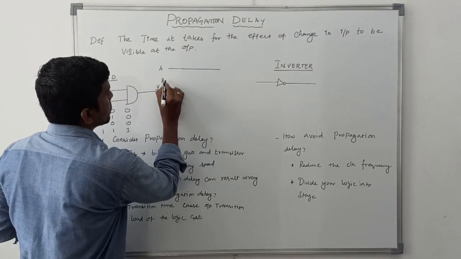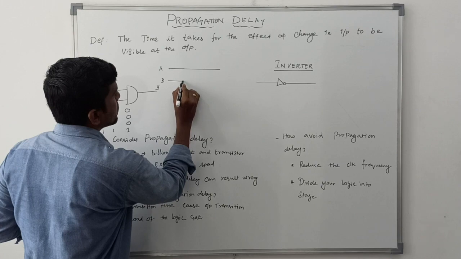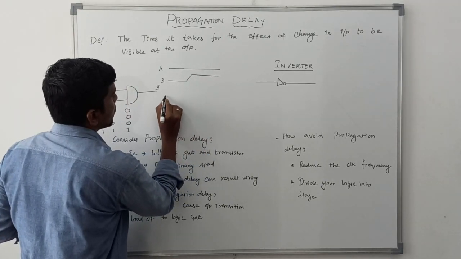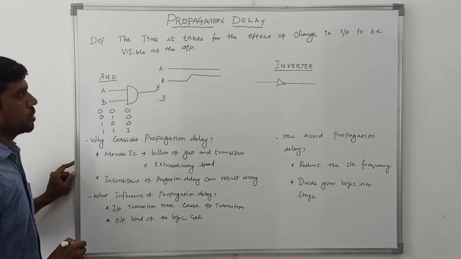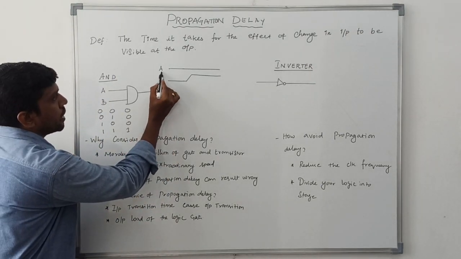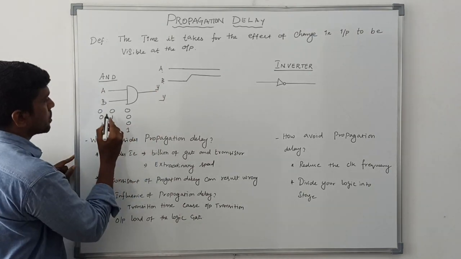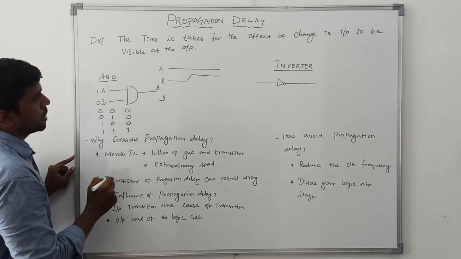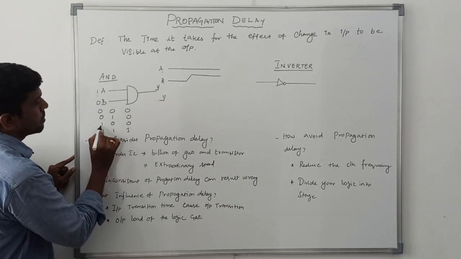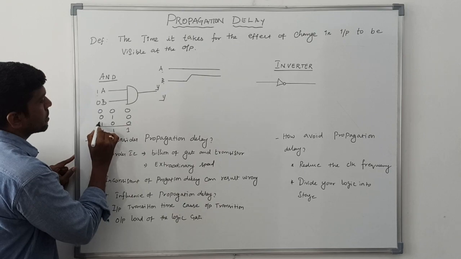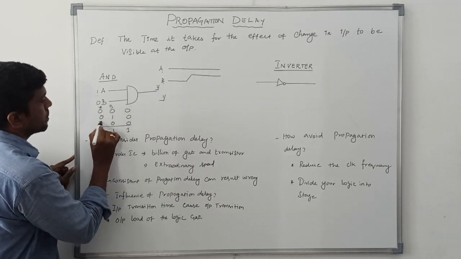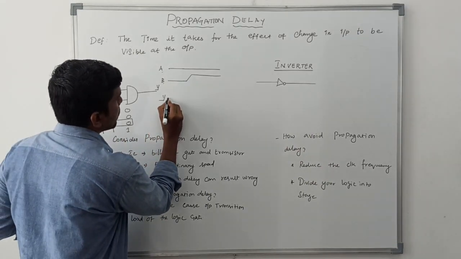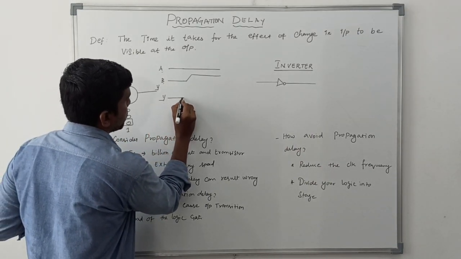So the A value and B value are initially 0, then the value goes to 1, and Y is the output. So in the initial condition, A and B are both 0. Sorry, A value is 1, B value is 0. In this case, the output of the AND gate is 0, so the Y output is 0.